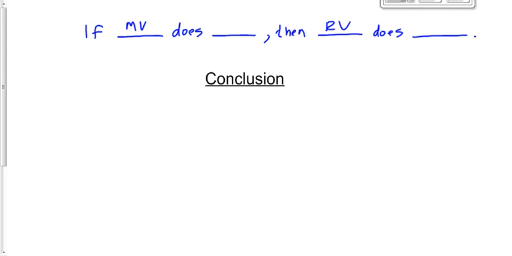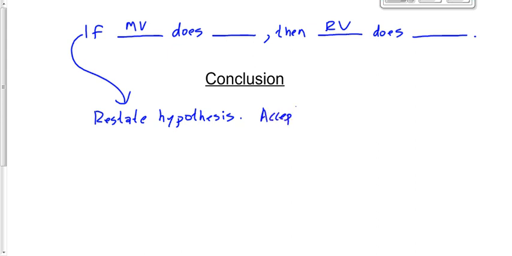Your conclusion, when you have a hypothesis, should be in the following form. You want to restate your hypothesis. That doesn't mean you have to state it in different words. In fact, you should literally copy out exactly what you wrote in your hypothesis into your conclusion. If manipulated variable does this, then the responding variable does that. Then I want you to accept or reject your hypothesis. I accept my hypothesis. I reject my hypothesis.